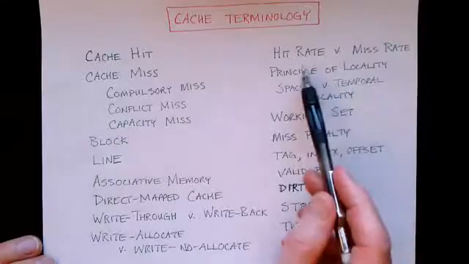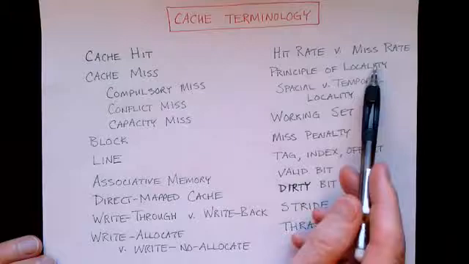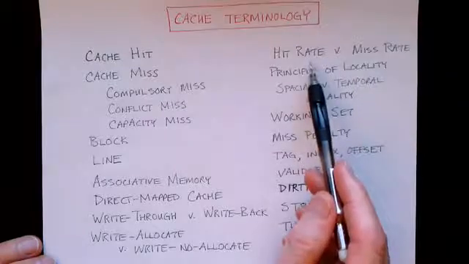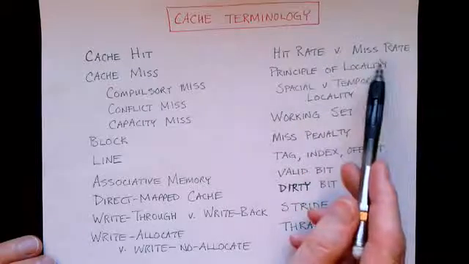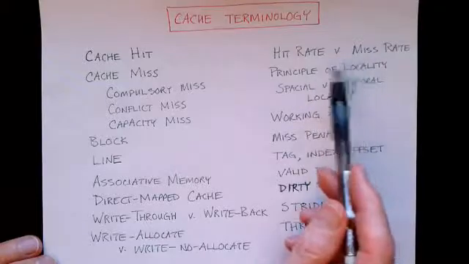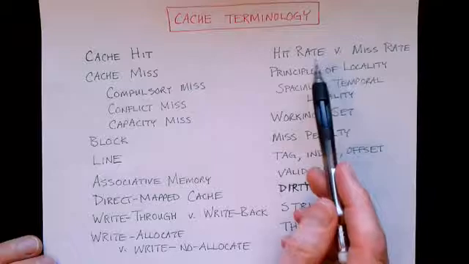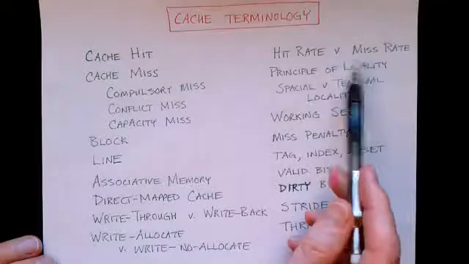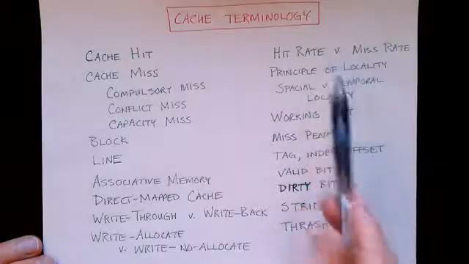We talked a little bit about hit rate and miss rate. Whenever we have a hit, that's good, of course, and whenever we have a miss, that's bad. Each access to the cache is either a cache hit or a cache miss. So these two sum to 100%.